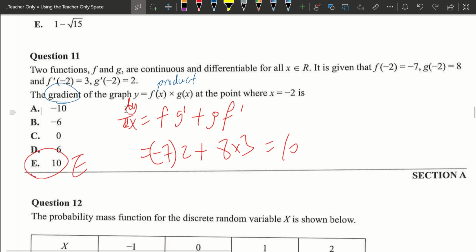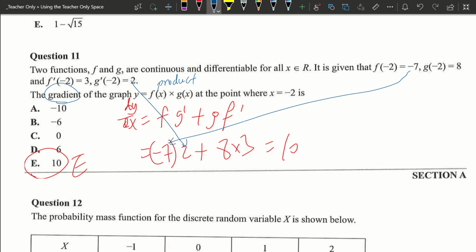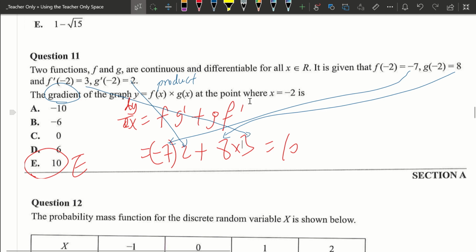So to find dy/dx, you need to do the product rule, which is this: f g dash plus g f dash, and then you sub x equals -2 in there. And so -7 is this one, and then g dash -2, which is this one, and so on. You sub your values in, g -2 is this one, and then 3 comes from there, f dash -2. You sub everything in and you get 10.